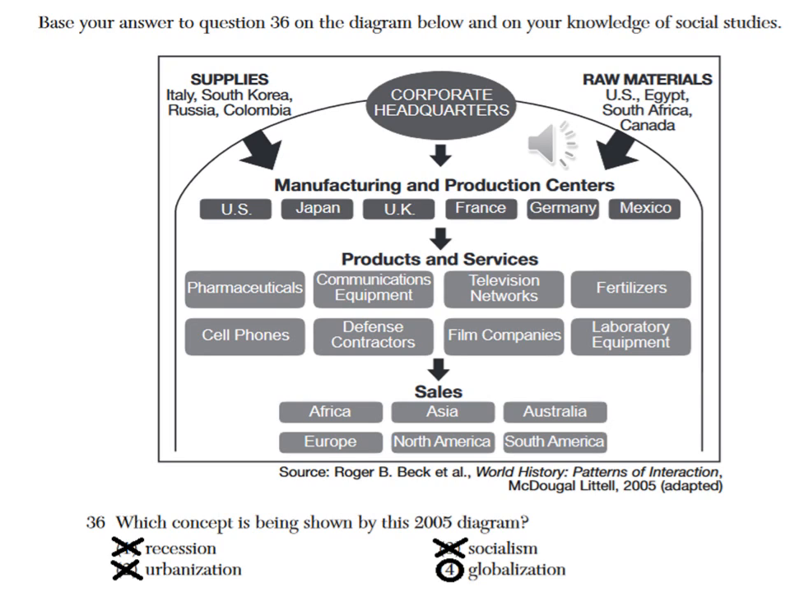Is it 1 recession? No. Is it 2 urbanization? No. Urbanization has to do with cities. Is it 3 socialism? Absolutely not. It's globalization. It's 4, globalization. We're becoming a global economy.